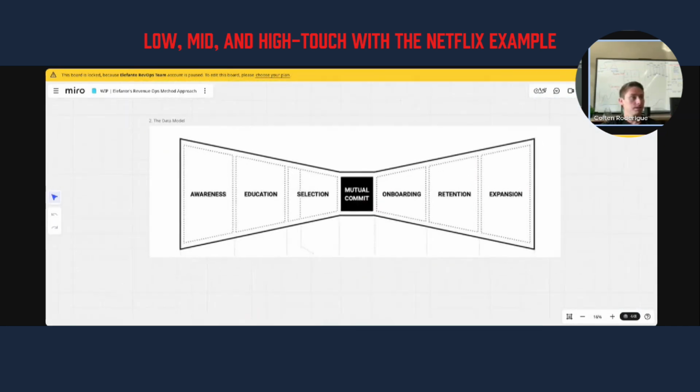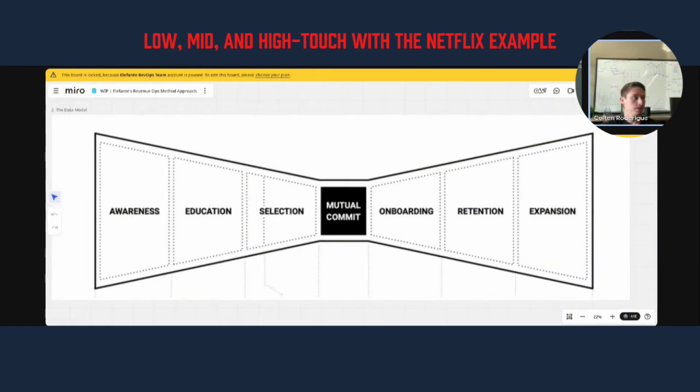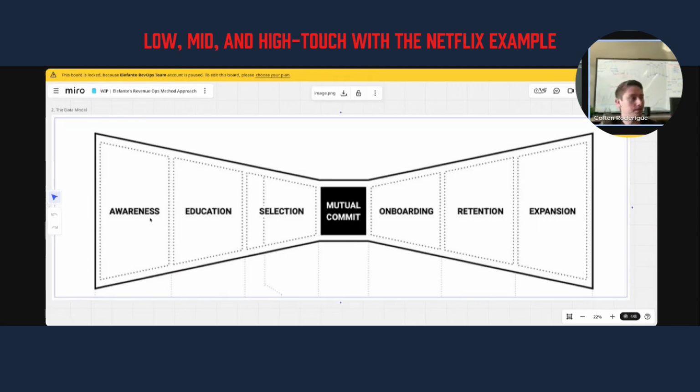I'll just use this because it's simpler. So Netflix, right? I'm aware of Netflix. I'm like, man, I'm really bored. I need to watch TV. I'm so bored. Like, let me just go look at Netflix. So now I'm looking at Netflix. I'm looking at the price of Netflix. I'm considering it. Maybe I don't purchase it now.